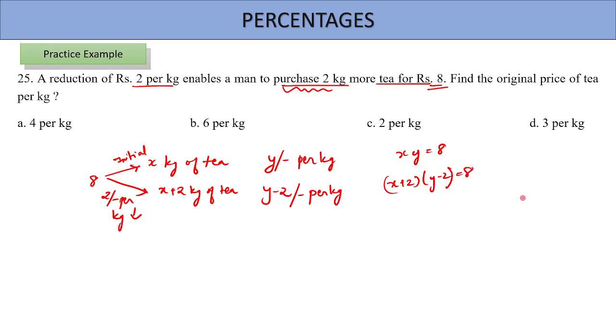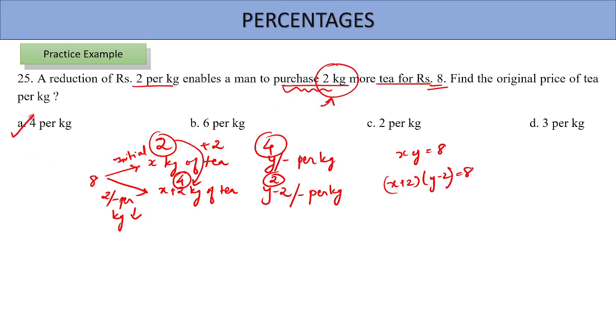Now rather than solving the equation, we will use the options. So if my original price is 4, that means Y is 4, then my X will be 8 by 4, which is 2 kg. If I reduce the price by 2, this becomes 2 rupees per kg and the quantity becomes 4. 2 into 4 will give you 8. That means you can see that the quantity increased by 2 kg, which is 2 kg more, as asked in the question.